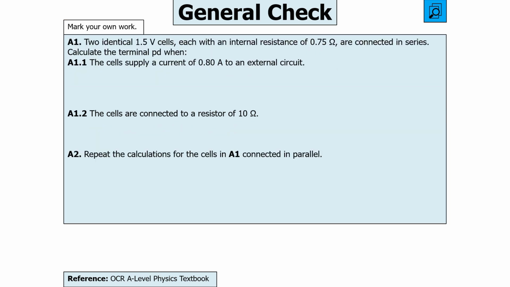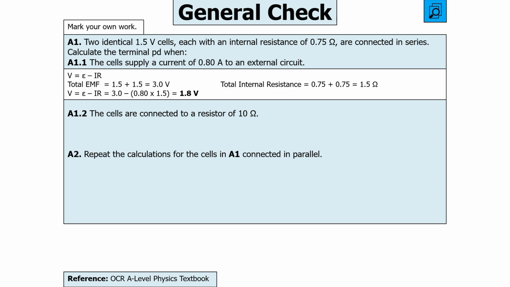In this first one, we know that terminal PD is equal to the EMF minus the loss volts. So we know our total EMF going in is going to be 1.5 plus 1.5, because when cells are in series, you add them. So therefore, it's 3 volts. We know the total internal resistance, because there's 2 in series, so you add them, is 1.5 ohms. So we can work out our terminal PD, which is going to be 3 minus 0.8, the current, times by the internal resistance 1.5, so it's 1.8 volts.